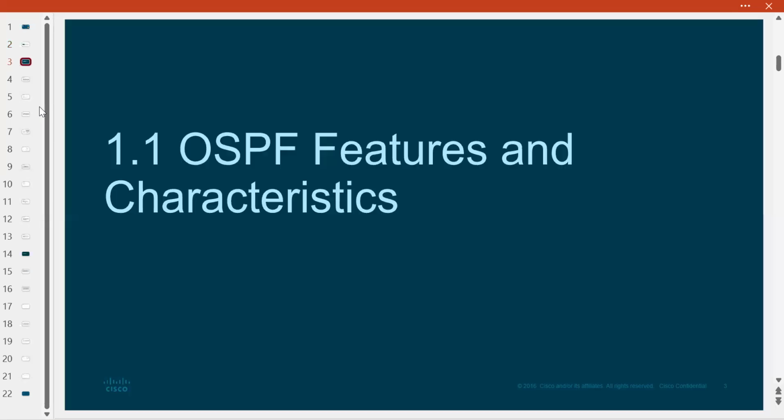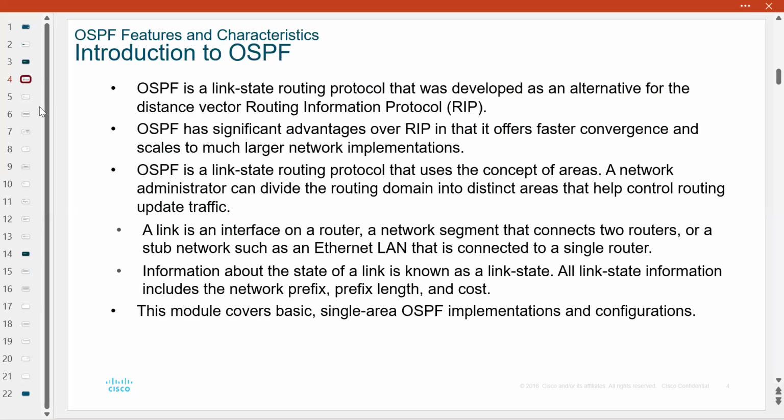Right. Features and characteristics. OSPF is a link state routing protocol developed to be an alternative for distance vector protocols such as RIP. When we introduced the types of protocols that we have, those are the two main types that we introduced: link state and distance vector. And what do we mean by that? Starting with distance vector.